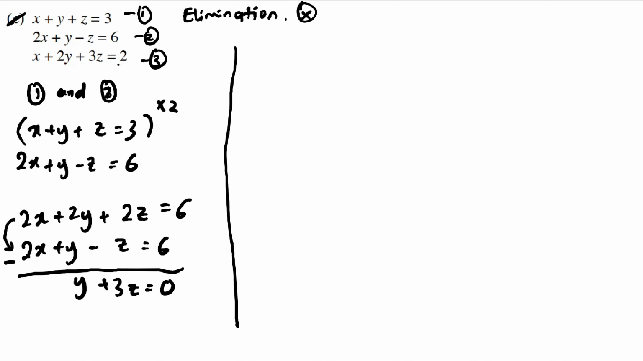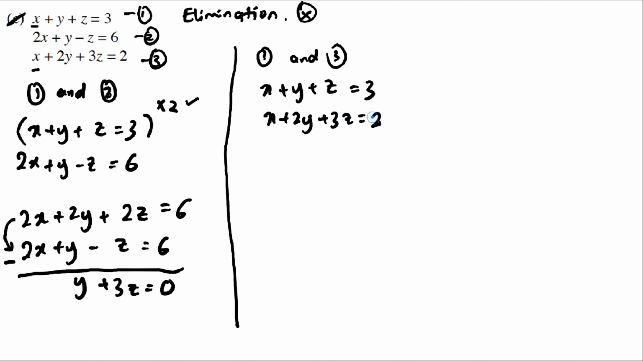Okay, another equation, you can either use 1 and 3 or 2 and 3. But you see here, I want to eliminate x. My x here and my x here is the same coefficient, which is 1. So I want to do 1 and 3, so that I don't have to go through this multiply just to make the coefficient equal. Okay, x plus y plus z is equal to 3. And the third one, x plus 2y plus 3z is equal to 2.